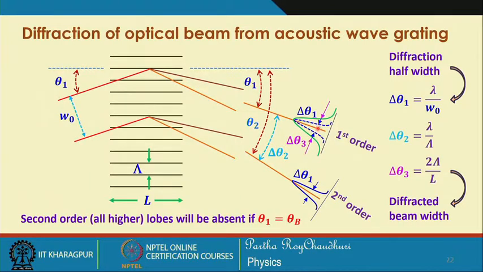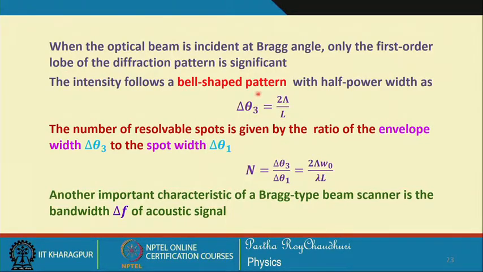So, how many of these small half widths are accommodated within this delta theta 3 is the number of resolvable spots. The number of the small delta theta 1 within this delta theta 3 is the number of resolvable spots. So, that is what we want to understand. The intensity follows a bell shaped pattern after the diffraction from the acoustic wave. The overall beam will look like a bell shaped pattern of width twice lambda by L, and therefore, the number of resolvable spots is given by the ratio of the envelope width delta theta 3 to the spot size of width delta theta 1. We just explained that delta theta 3 by delta theta 1 will give you the number of resolvable spots. So, this comes out to be this, and which is the same.